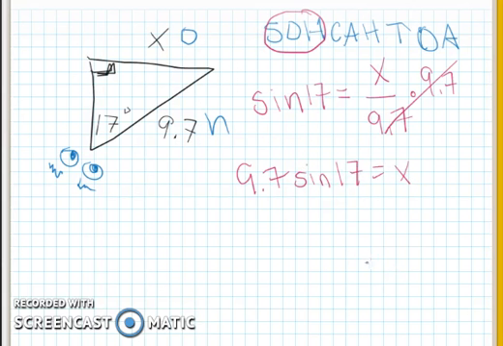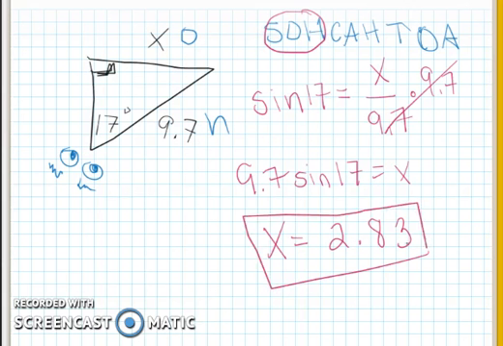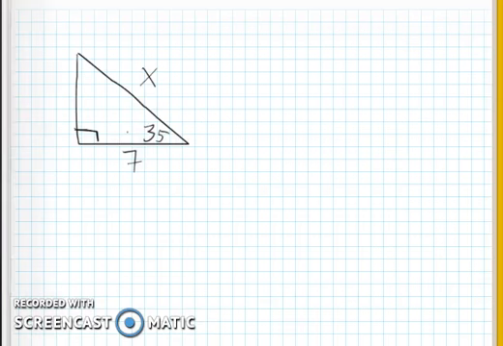So again, I have to go ahead and put in my calculator, so just give me a second. 9.7 times sine 17 equals 2.8. Now, if you're getting different answers than me in your calculator, double check to make sure you're in degree mode. If you're not in degree mode, you could have an issue. And if you're having problems with your calculator, make sure you talk to me about it in class so I can help you figure out what's going on with your calculator. There's a big part of this that has the calculator, so make sure you're clear on that.